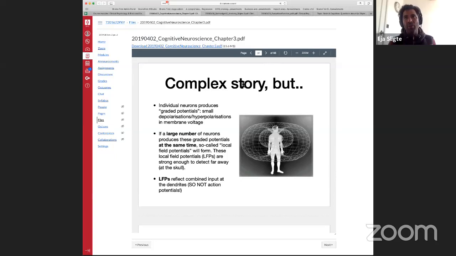So if we add up all these different graded potentials across different neurons, they will form these so-called local field potentials. Again, let me stress this again. Local field potentials reflect the combined input at the dendrites. So it's never about action potentials. Okay?